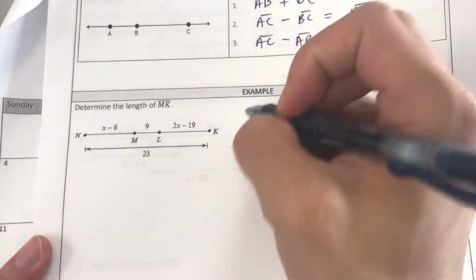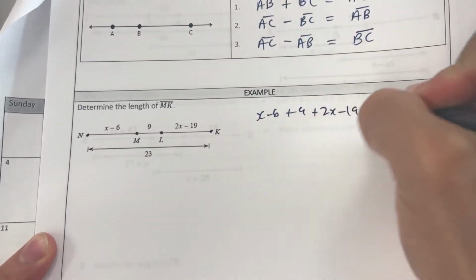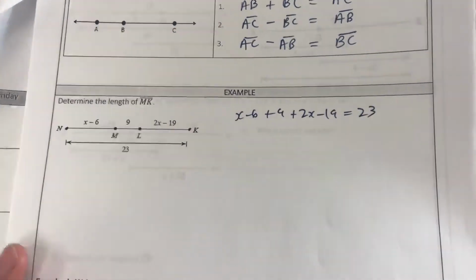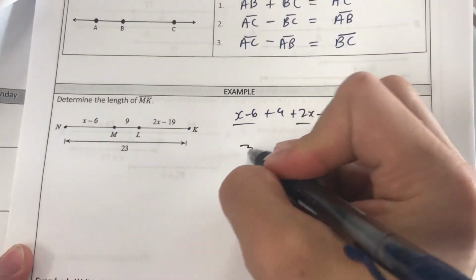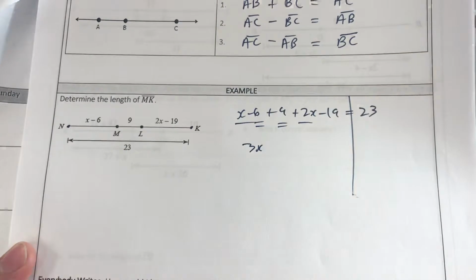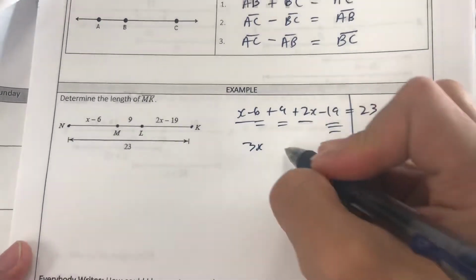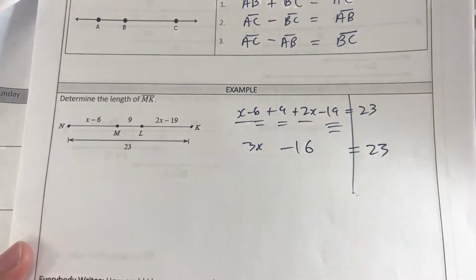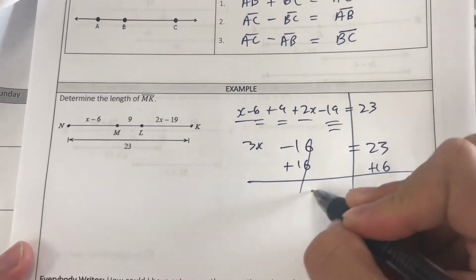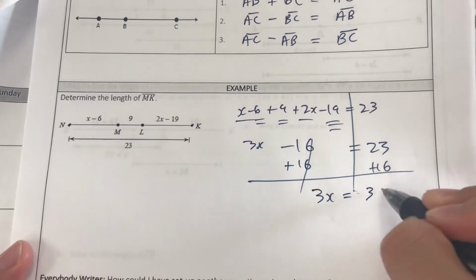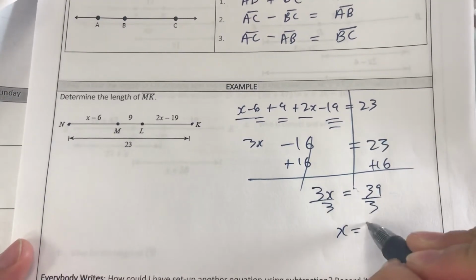That equation looks like this: x minus 6 plus 9 plus 2x minus 19 is equal to 23. It's very straightforward. You just combine like terms. So x and 2x is 3x. Negative 6 plus 9 is 3. And 3 plus negative 19 is negative 16, equal to 23. At this point, just inverse both sides. Add 16 on both sides. You get 3x is equal to 39. And then you divide by 3. x is equal to 13.